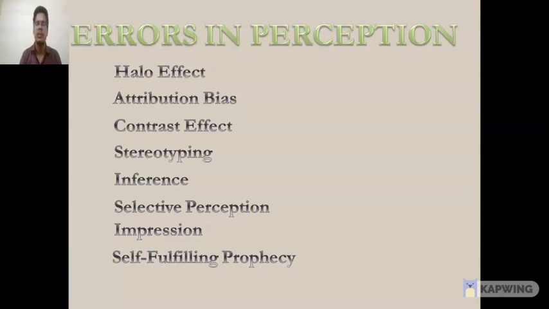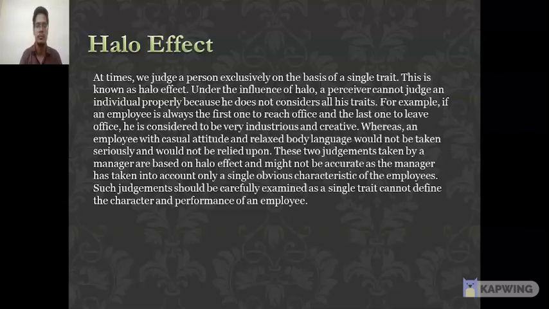other. Errors in perception. Some of the points of errors in perception are halo effect, attribution bias, contrast effect, stereotyping, inference, selective perception, impression, self-fulfilling prophecy. So let us study each of the points one by one.